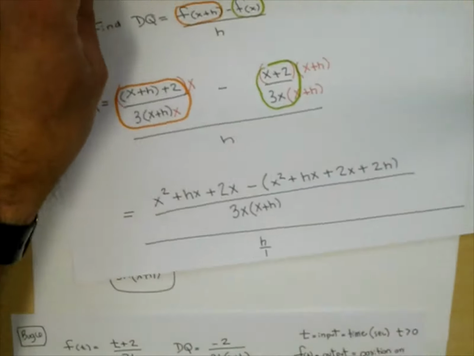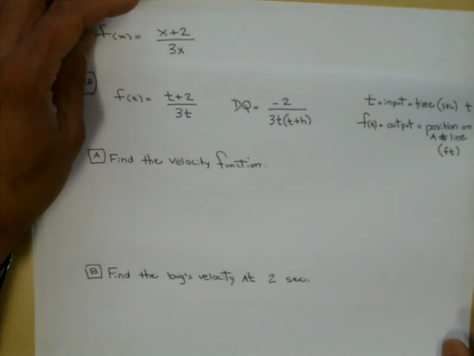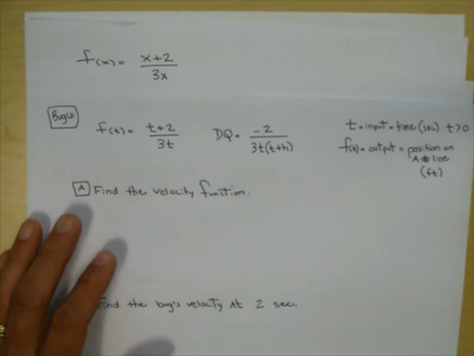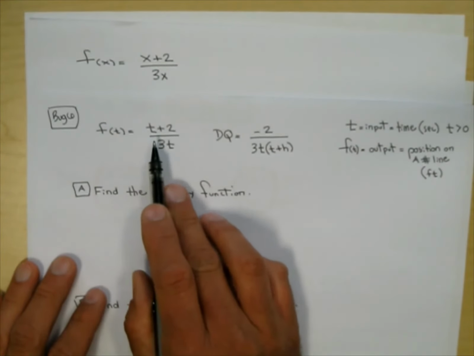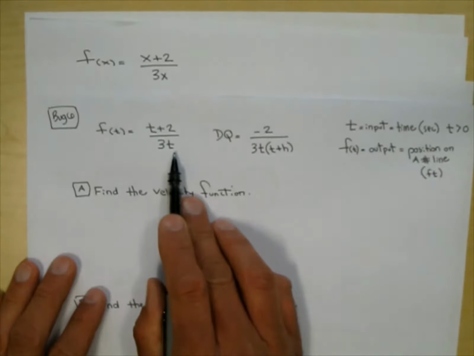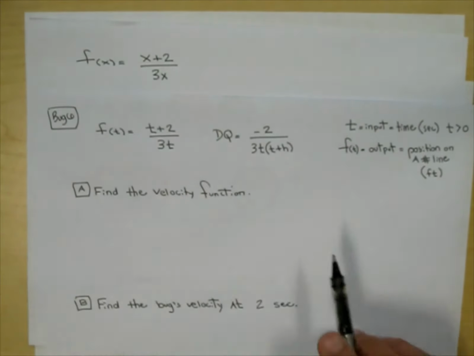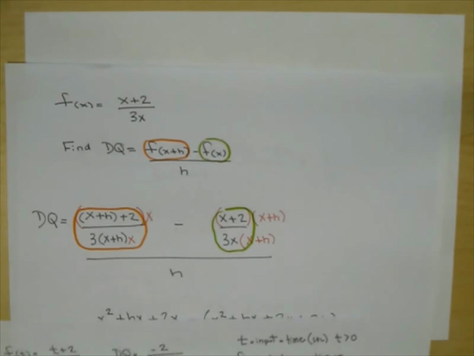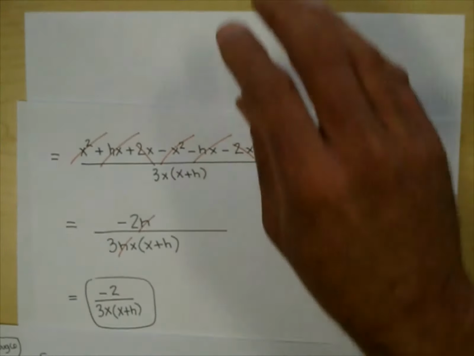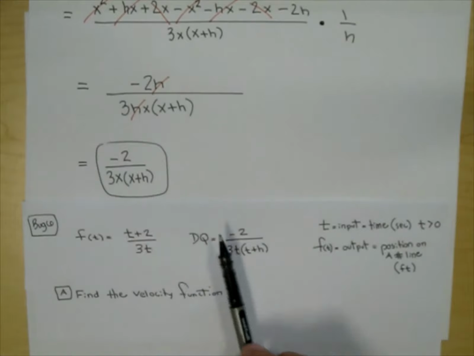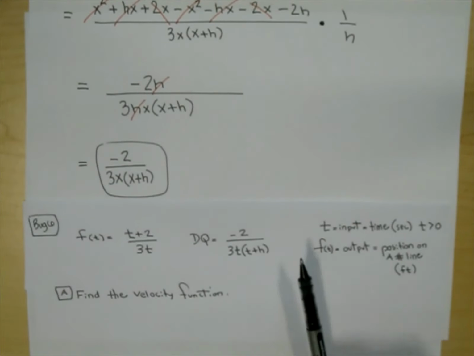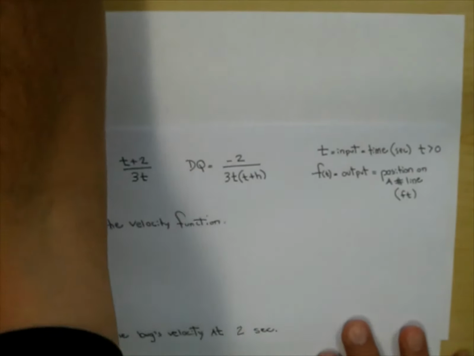And notice with the question that we asked, it said x plus 2 over 3x. Well, in bug 6, I'll make the function be t plus 2 over 3t. And DQ is the thing we just found. So where did that go? So it's right there. So all I did was copy it onto this piece of paper. And I'm going to put this in the context of the bug.